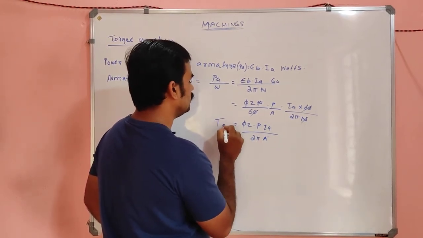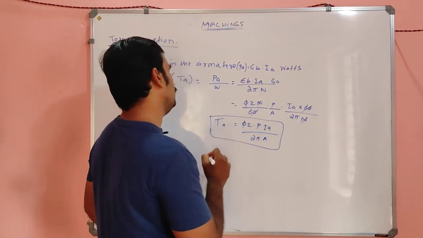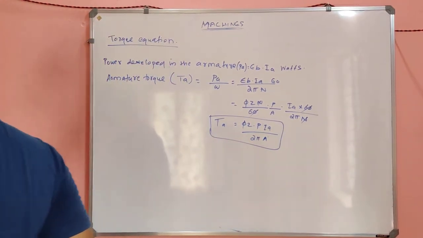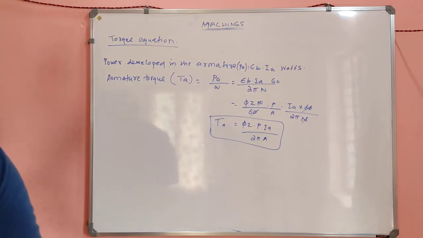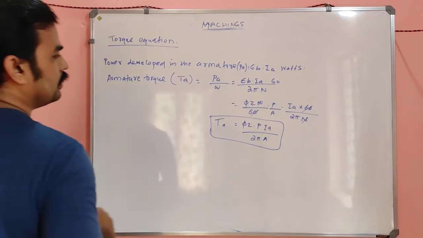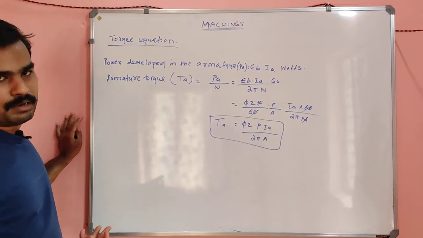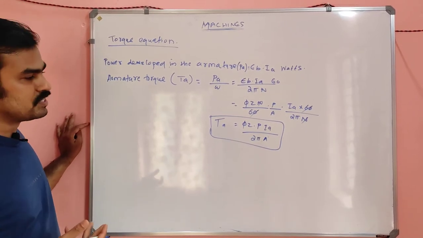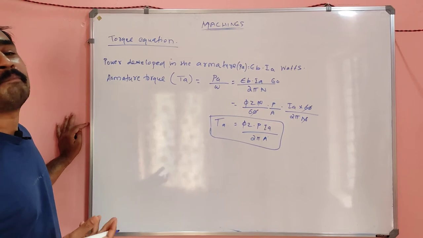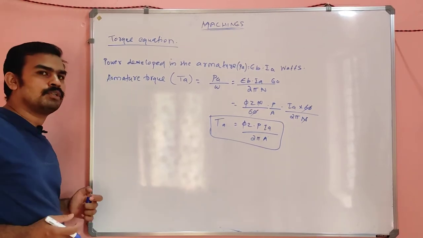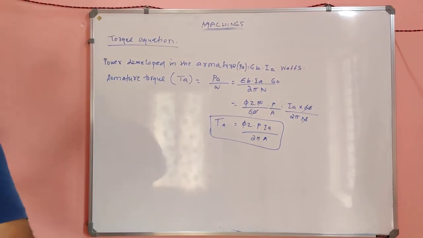So this is nothing but the developed torque equation in the DC machine, DC motor: phi Z P IA divided by 2 pi A, where phi is the flux per pole, Z is the total number of conductors, P is the number of poles, IA is the armature current, 2 pi is a constant, and A is the number of parallel paths. You all know this, correct? So that is the equation for what?